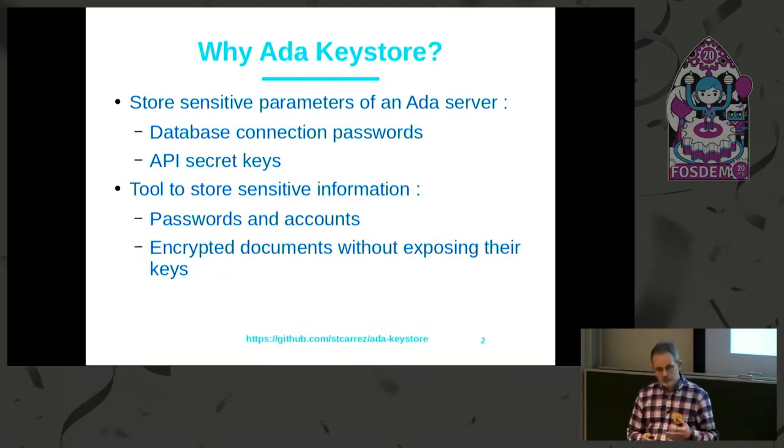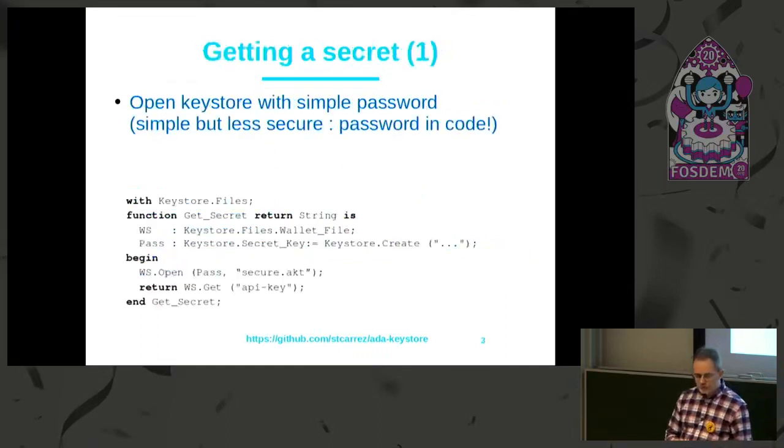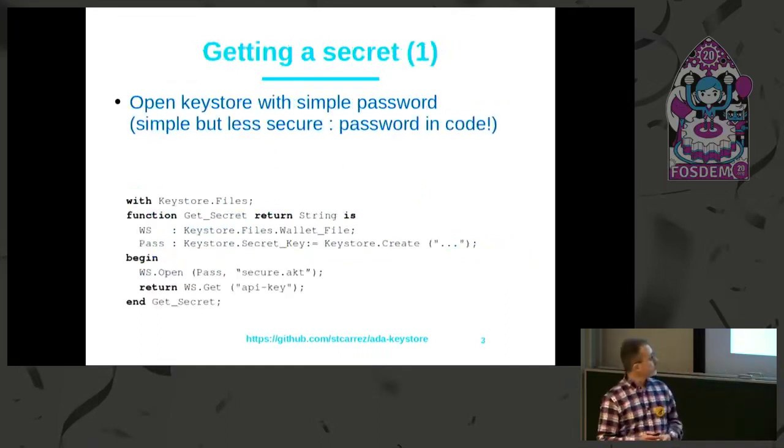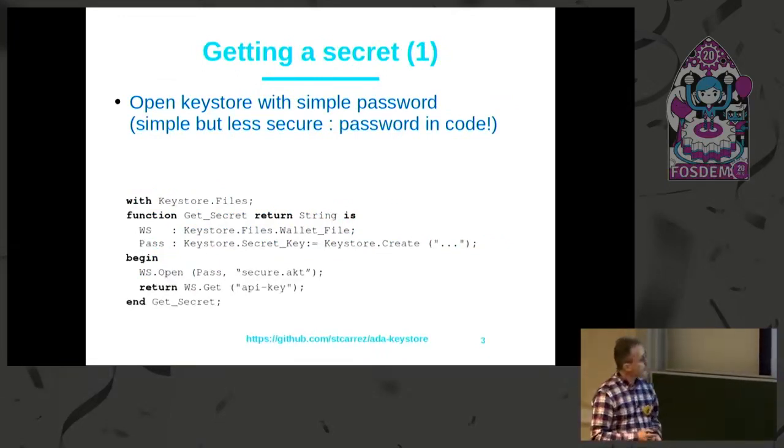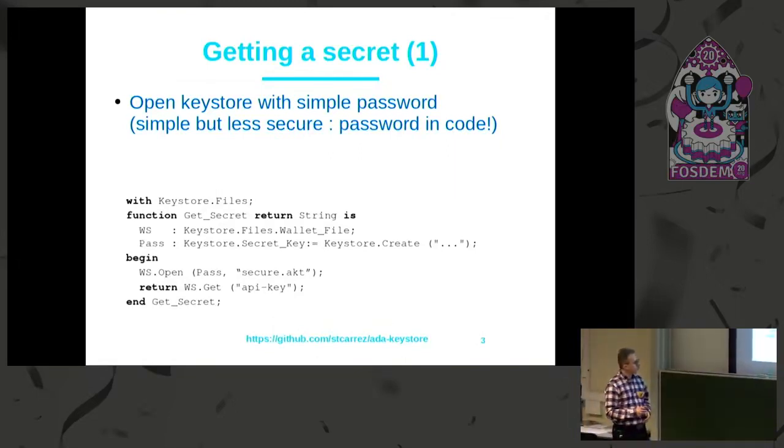And all this is built in Ada with a library. So the library can be used. Here you have a simple example of the library. It's very simple. You just have an open operation where you give the name of the file that you want to open, and you give a password. This is a simple example where you create a password. The password here is clearly available within the code, so it's not really safe, but this is for the purpose of the example.